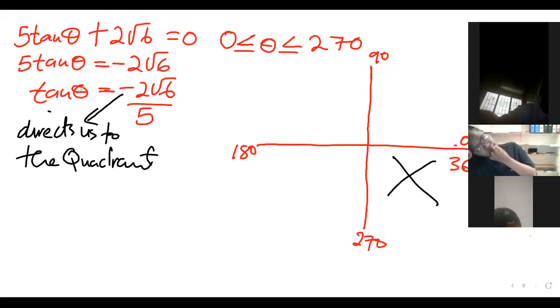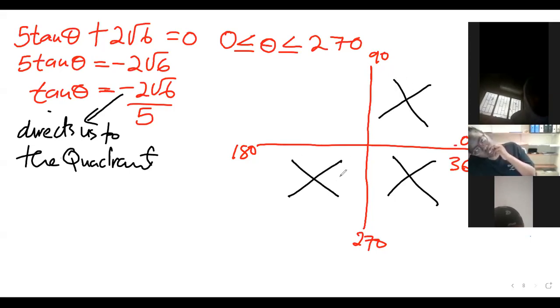So where do you find tan negative? Between 1, 2, and 3, I know it's positive here, and I know it's positive there. That means I'm left with this quadrant, the second quadrant. That's where I'm drawing my diagram. So that's how we identify where you're drawing.